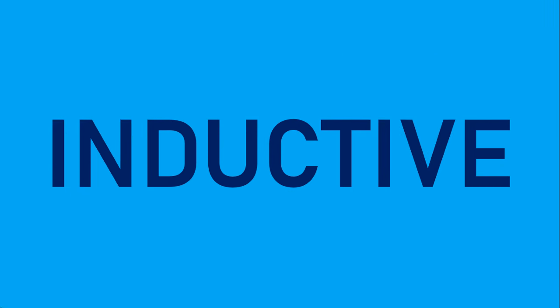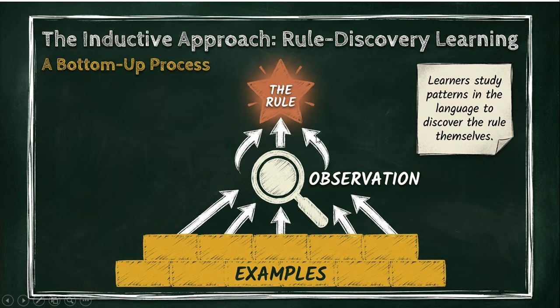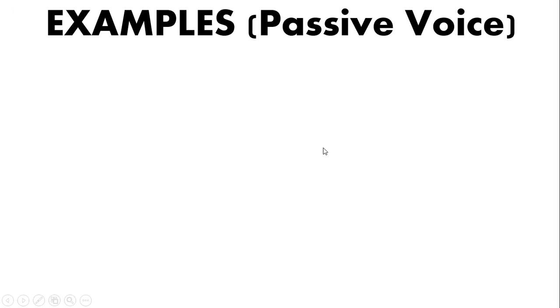Let's go now to the inductive approach of teaching grammar. The inductive approach is rule discovery. The students have to discover the rule by themselves. It is bottom up, from students to teacher. The teacher just gives examples and asks students to observe. Then students find out the rule. Okay? Examples also with the passive voice.